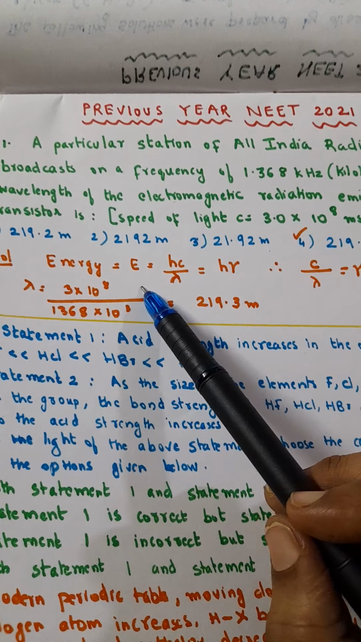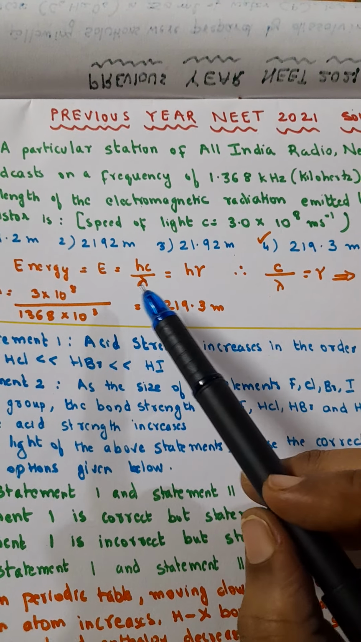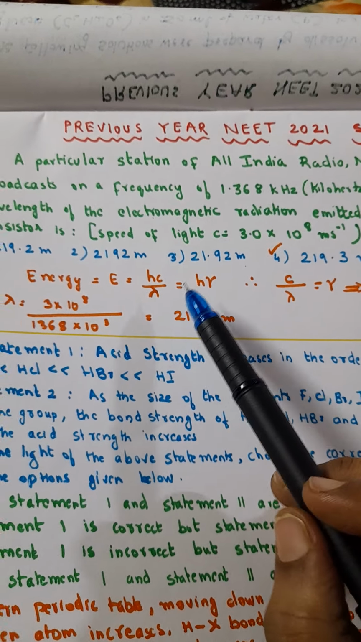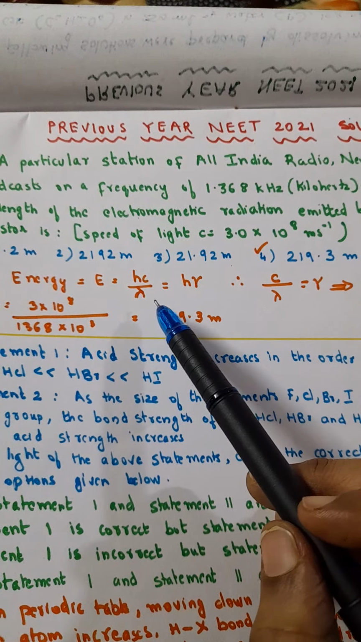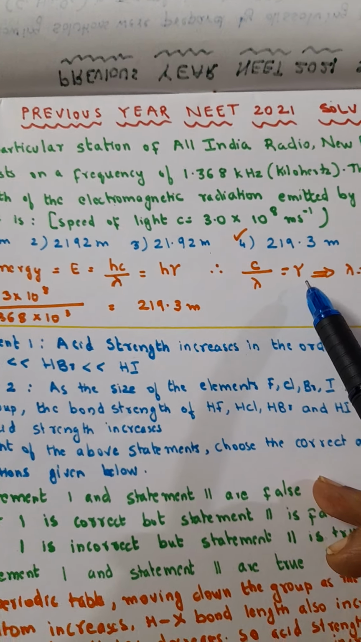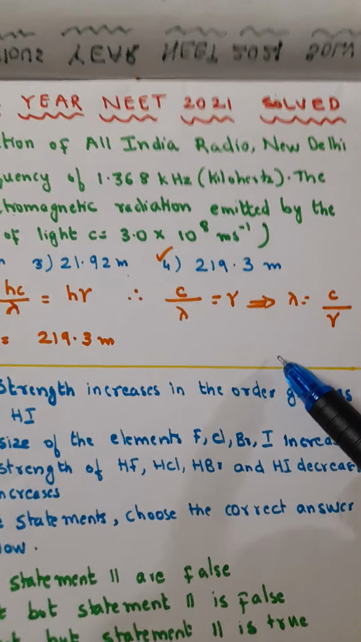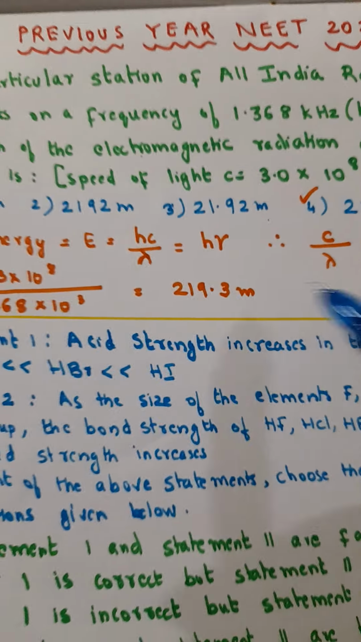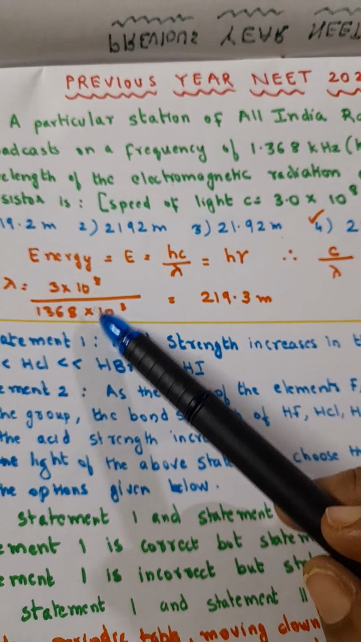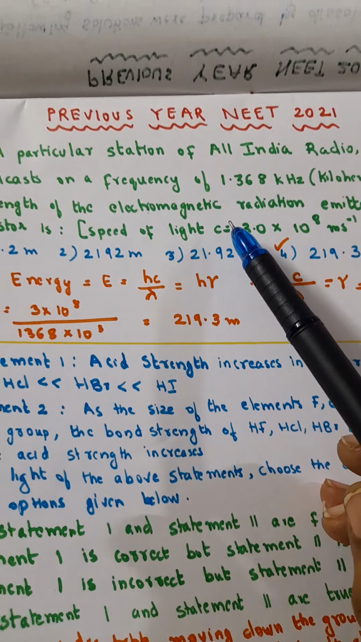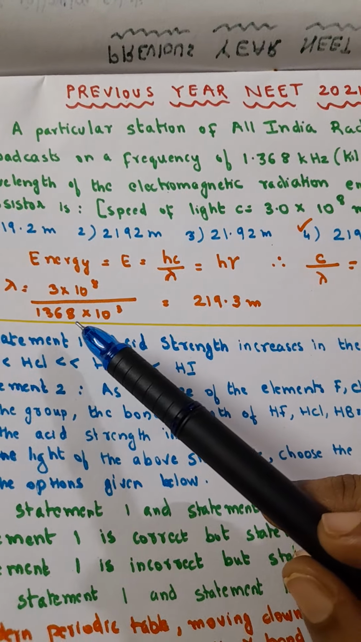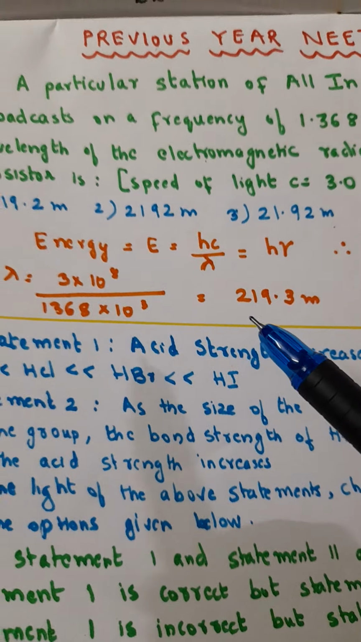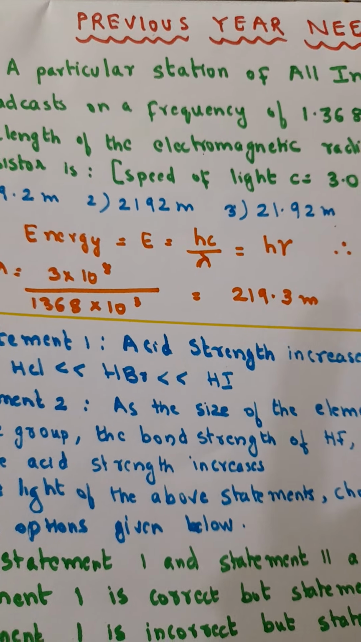And you know that the formula for energy of electromagnetic radiation, E is equal to hc by lambda, that is equal to h into gamma. Cancel out h and h, and we will get c by lambda is equal to gamma. So from that we can get a formula for lambda, that is wavelength, that is c divided by gamma. Okay, now what is c? 3 into 10 raised to 8, just substitute the values, divided by the 1.368 kilohertz, you can change it like 1368 into 10 raised to 3. Just work out the calculations and the answer will be 219.3 meter.